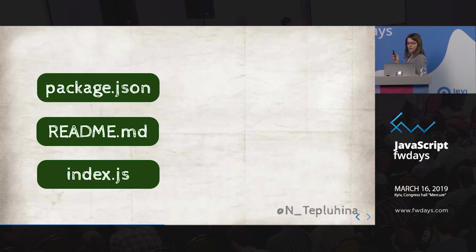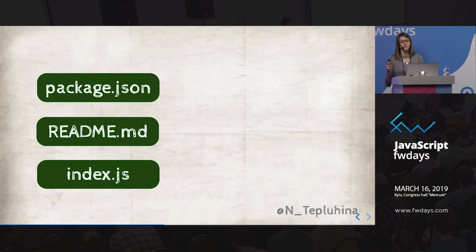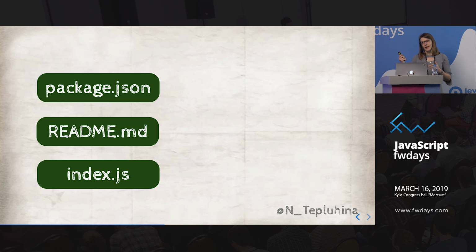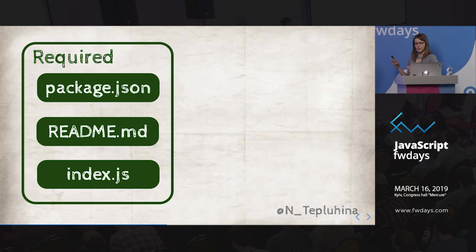So, as every npm module, it should have a package.json. It's a minimal requirement. If you ever published something to npm, you know that if you don't have package.json, no module, no publishing. Of course, it should have some kind of documentation in README.md, and it should have a root file, index.js. It can't be an empty file. You need just an empty export at least for your plugin to work. So these ones are required.